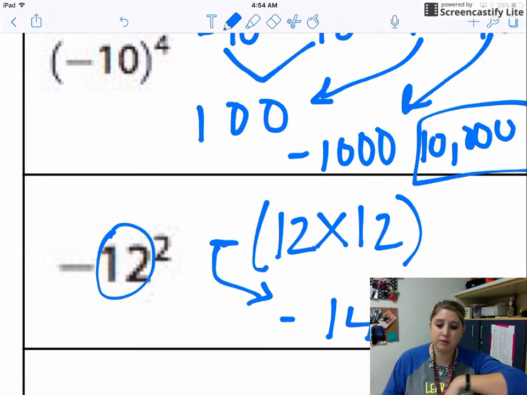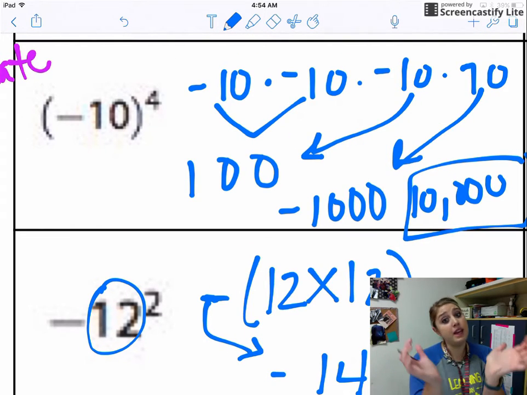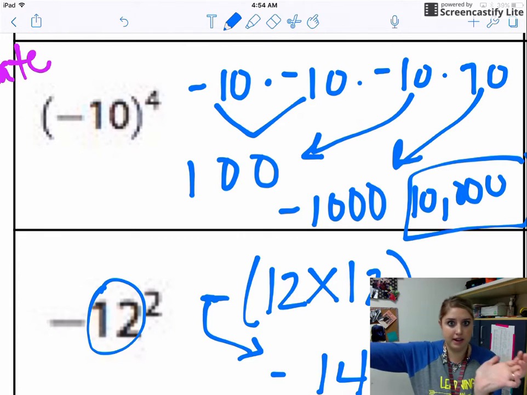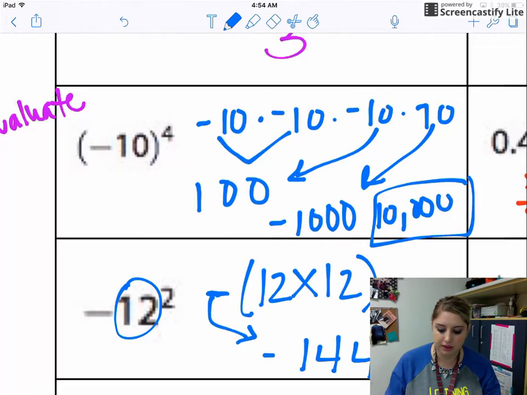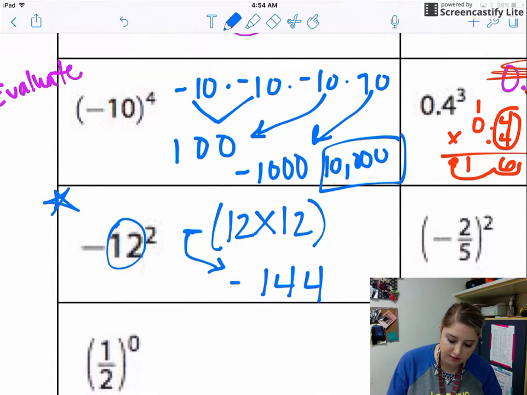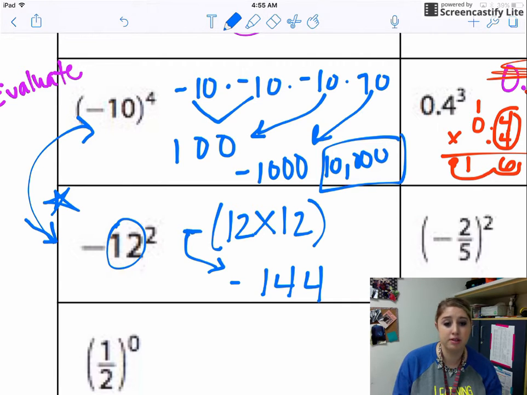Does that kind of make sense? Whereas if the negative was on the inside, I would repeat the negative. So there's two different things going on there. Kind of make a star for yourself so you remember the difference between these two problems. That's a really big issue, and you're going to see that come up quite a bit.